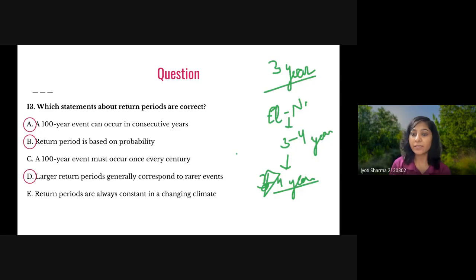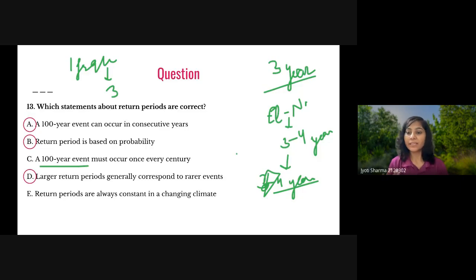So there are a lot of studies saying that for the 100-year event, if there was one frequency that we had, now the frequency is increasing. So it may be that the 100-year event is now happening after, let's say, 10 years or 15 years, and the frequency is increasing. So it is not necessary that it will occur every century. Or it may be that for 100 years we are not getting that one, or we are getting more than one. So anything can happen, right? So C is not the right one.